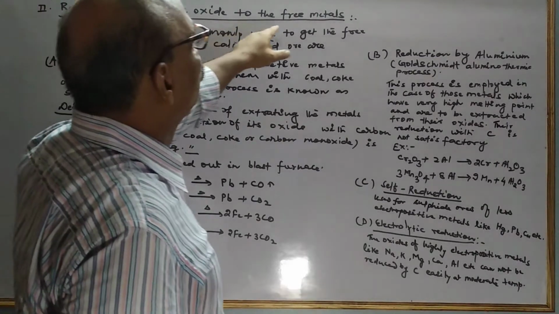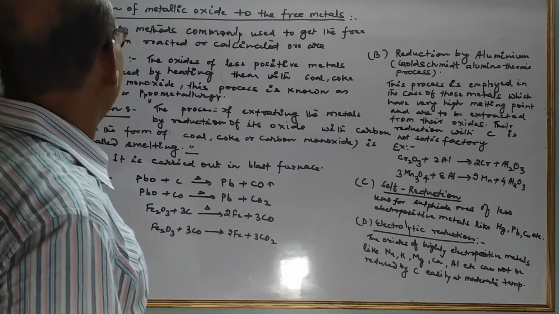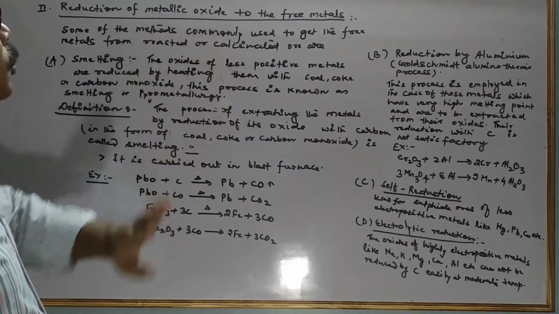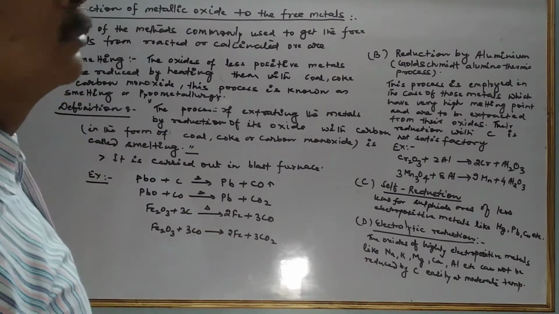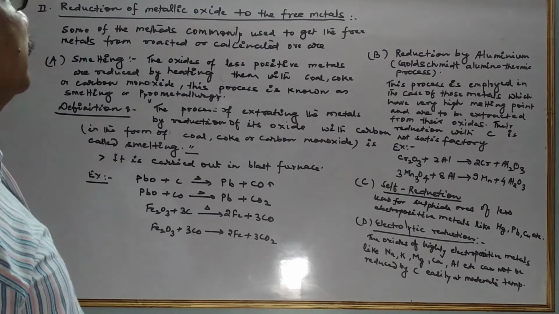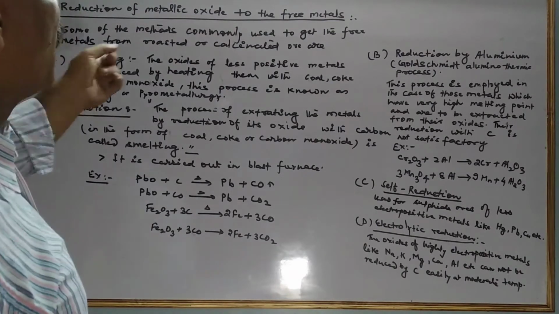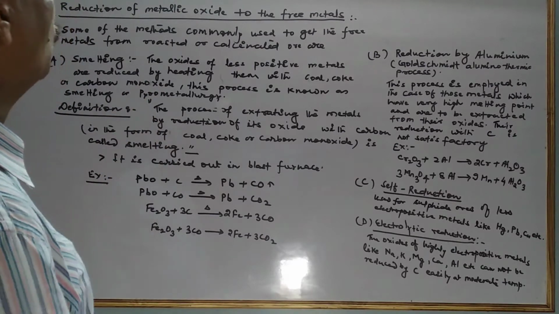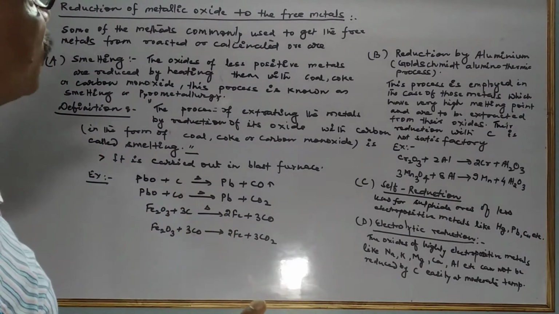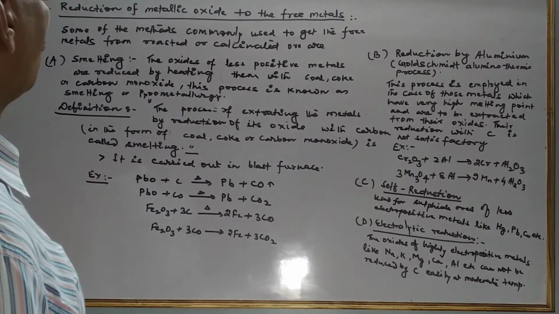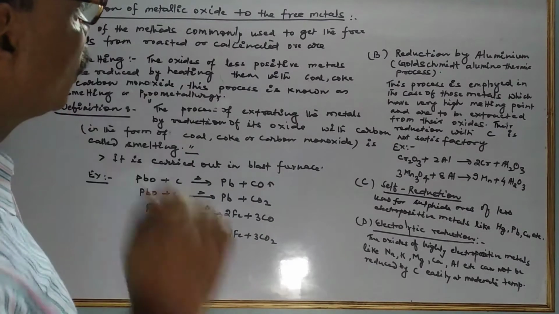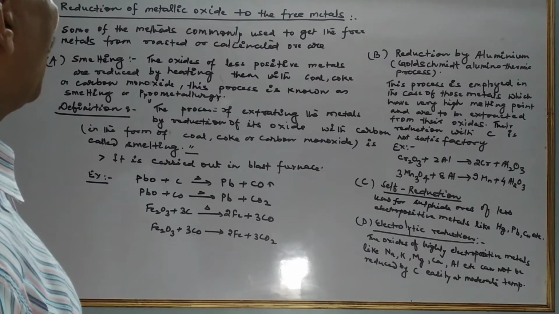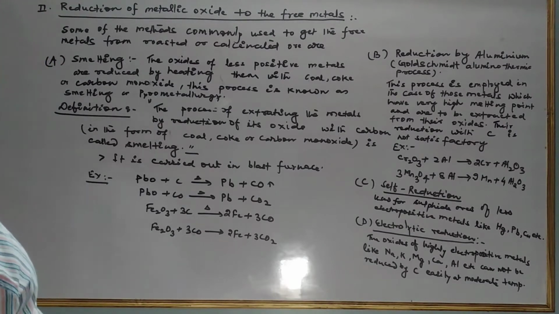Reduction of metallic oxide to the free metals. Some of the methods commonly used to get the free metals from roasted or calcinated ore are: number one, smelting, that is carbon reduction. The oxides of less electropositive metals are reduced by heating them with suitable reagents like coal, coke, carbon monoxide, aluminium. This process is known as smelting or pyrometallurgy.